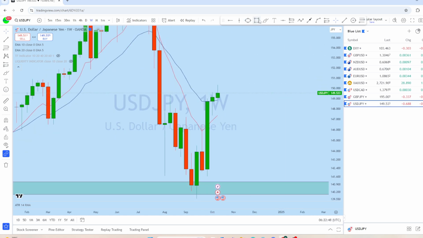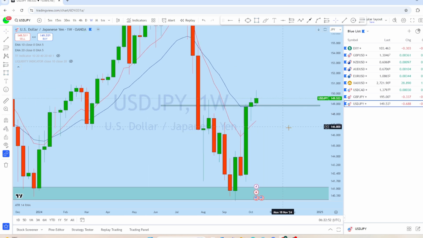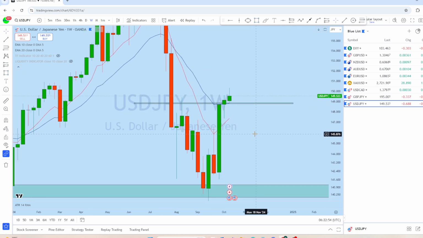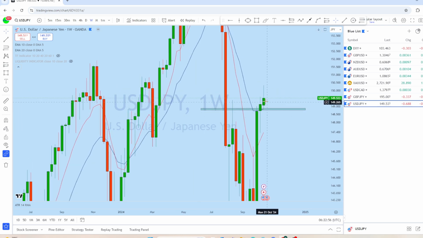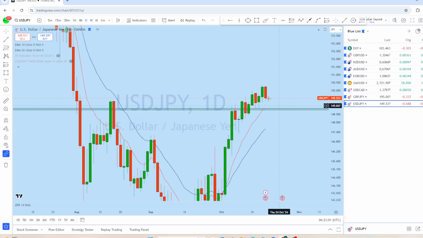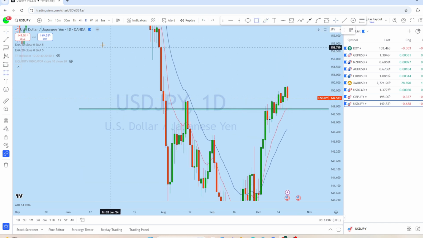I think that we might see a retest of this previous weekly low, as below this level there is liquidity. As the price moves from liquidity to liquidity, we can expect dollar yen to break down below this support, grab that liquidity, and then to continue in the major direction of the trend.